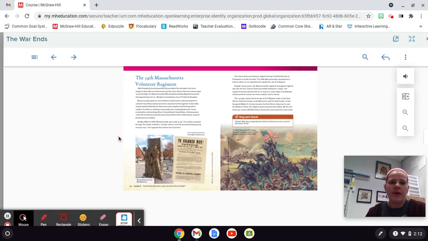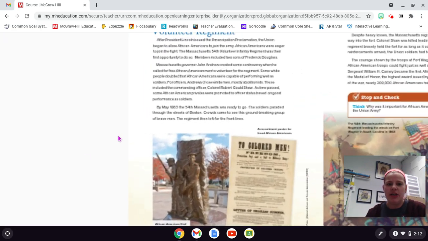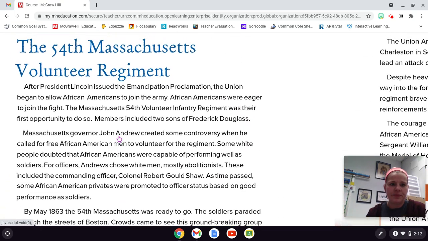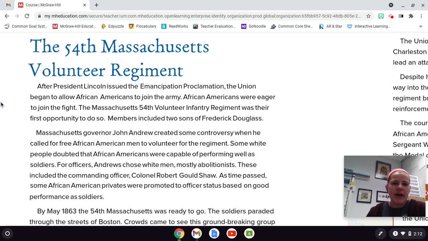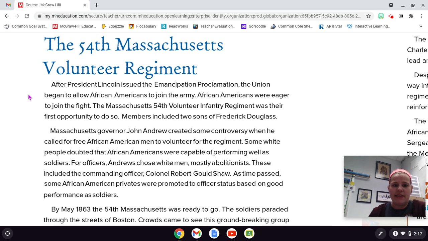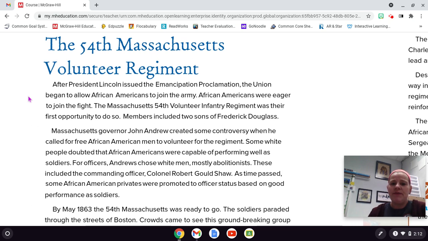All right, the 54th Massachusetts Volunteer Regiment. After President Lincoln issued the Emancipation Proclamation, the Union began to allow African Americans to join the Army. African Americans were eager to join the fight. The Massachusetts 54th Volunteer Infantry Regiment was their first opportunity to do so. Members included two sons of Frederick Douglass.